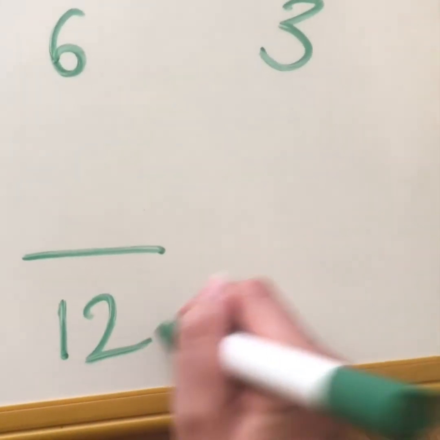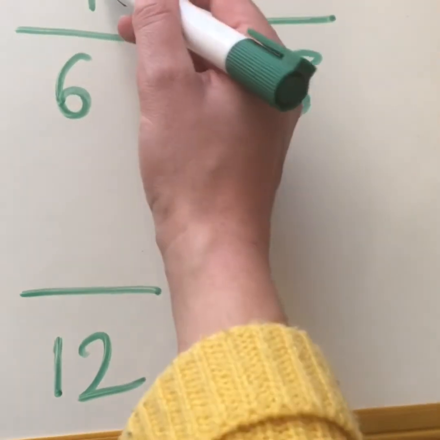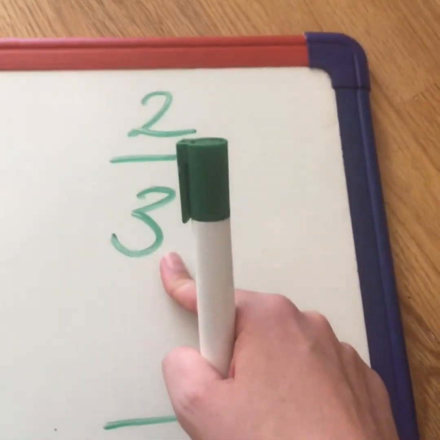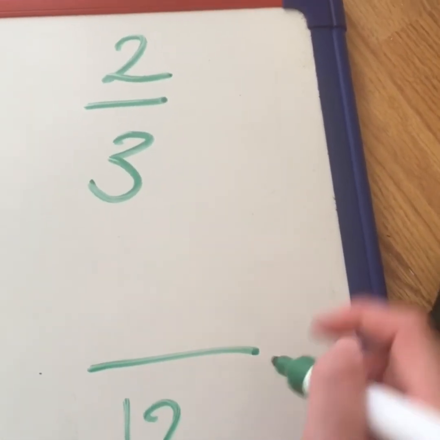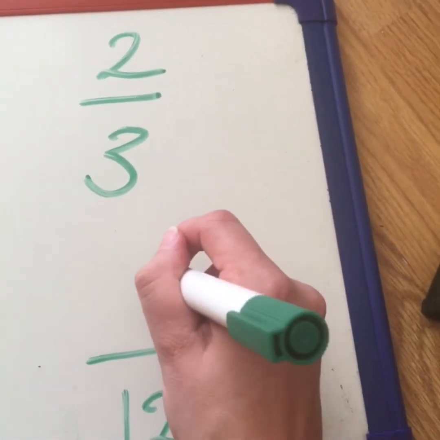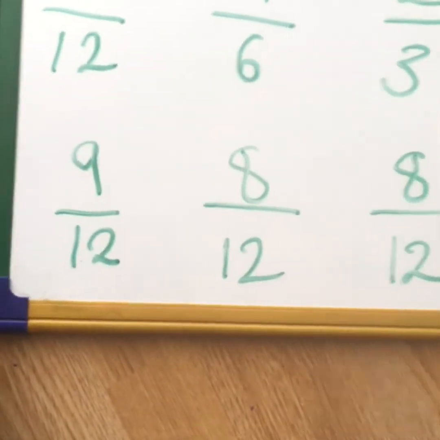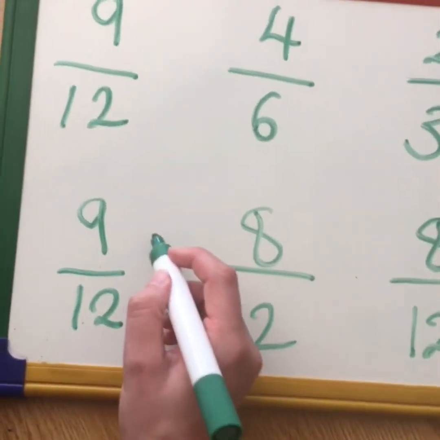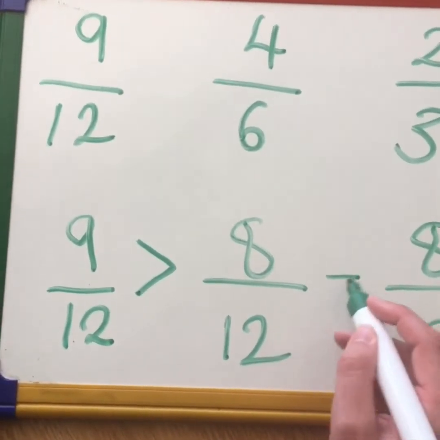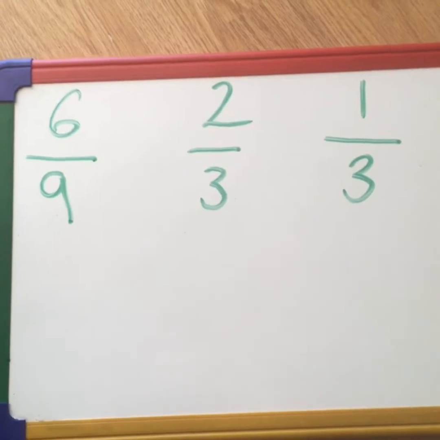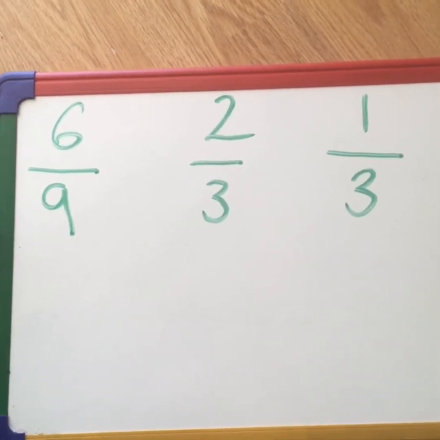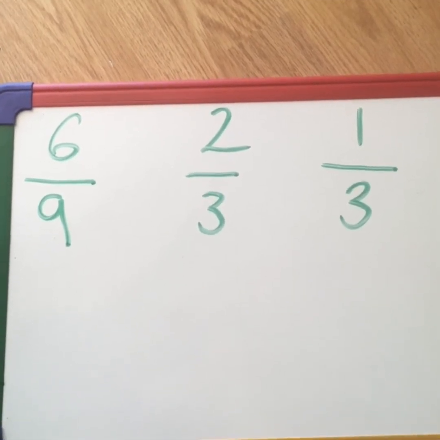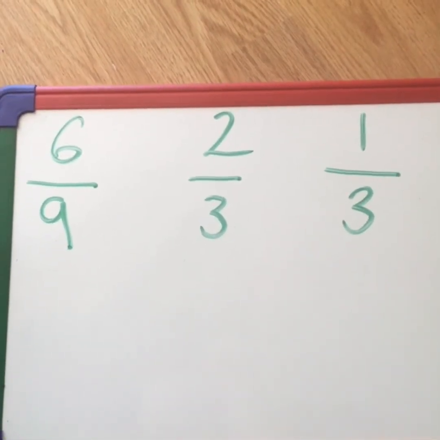For this one, I've times 6 by 2 to get to 12, so I times 4 by 2, which is 8. For thirds, I would times 3 by 4 to get to 12. So I times the numerator by 4, which would also be 8. So here I can see that 9/12 is the biggest. And 8/12 and 8/12 actually are equal. Have a go at working out which of these fractions is the biggest and which one is the smallest. If you pause this video, you can have a go, and then I'm going to go through the answers.